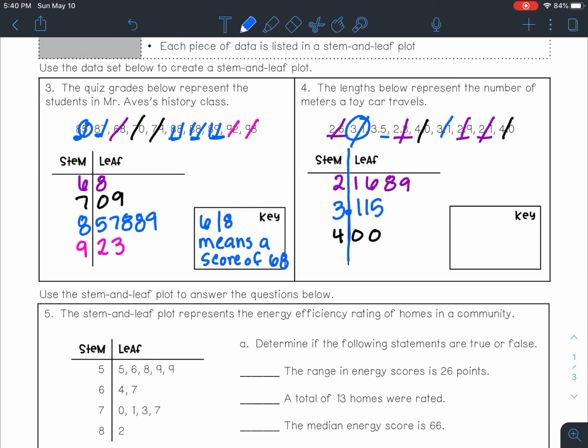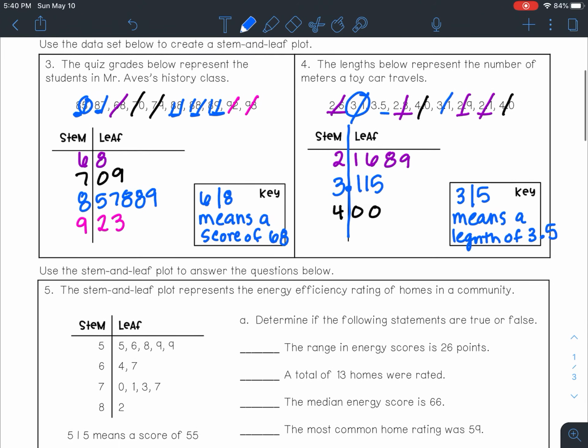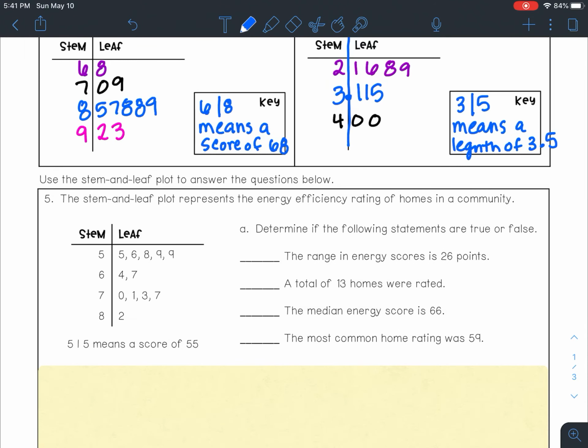And you can represent whatever number you want in the key. So if I have a 3, a line, and a 5, this means a length of 3.5. So that line is representing that decimal in this situation.